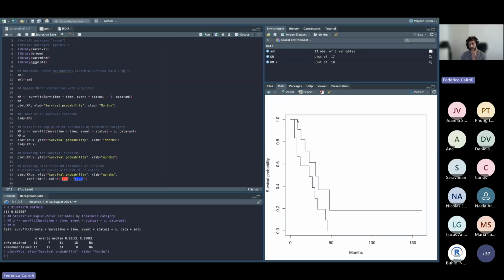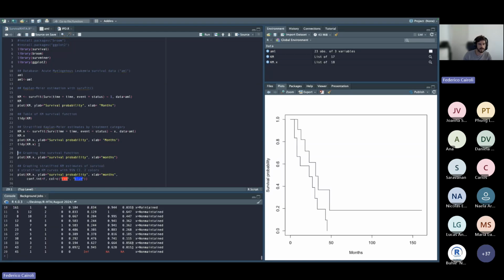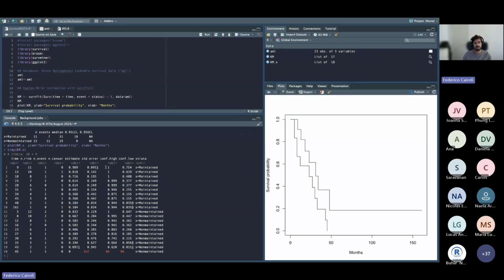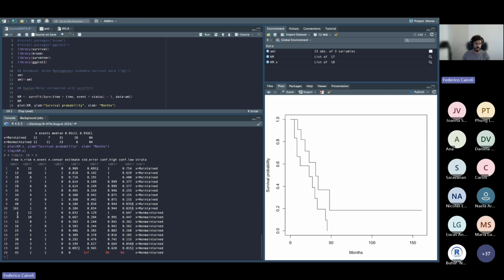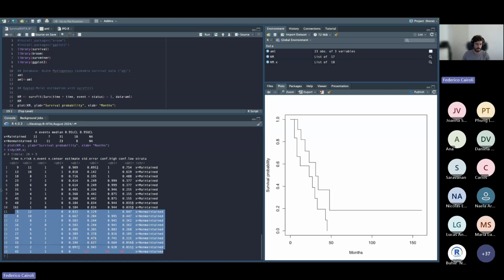Again, every time we have this drop, it's because we had an event. Let's do the same for the table. If we run this tidy using km.x, we are going to obtain, again, the same structure, but stratified by different treatment. Here we have patients that received the maintenance treatment, and here we have the control group. But then all the sequence is exactly the same as I explained before.